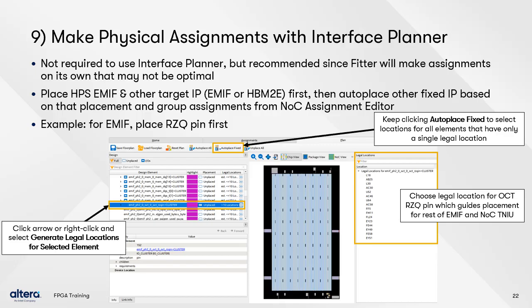In the example shown here, the RZQ pin of the EMIF is the recommended first element to place. A number of legal locations at both the top and bottom of the device are available, since this is the first IP placed. Since the EMIF was grouped with other NoC design elements, placing the EMIF at the top or bottom edge of the device establishes that the other grouped elements must be placed at the selected edge as well. The Auto Place Fixed button guarantees that this grouping is enforced, and subsequent legal location lists for NoC design elements that have multiple legal locations will be restricted to the edge selected for the EMIF.